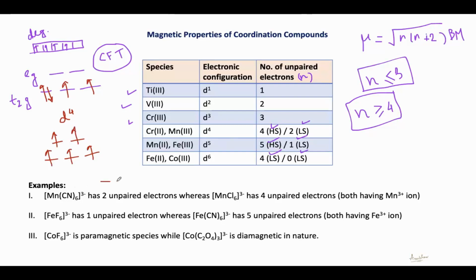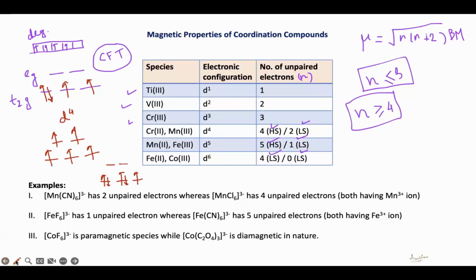But if we have to pair up the electrons in the low spin scenario, then we'll have to write 1, 2, 3. Then we'll start pairing up over here. It will be 4 and it will be 5. So we are left with 1 unpaired electron. Here we are left with 5 unpaired electrons. Here we are left with 1 unpaired electron. So in case of d5, two different scenarios are also present.